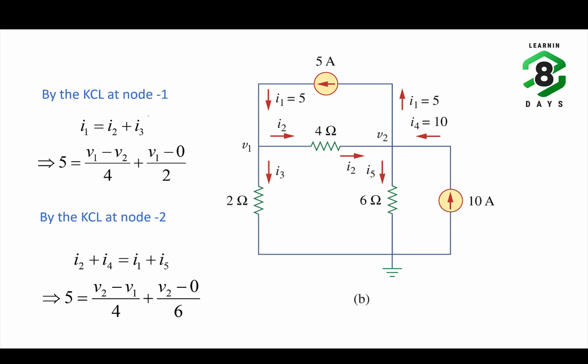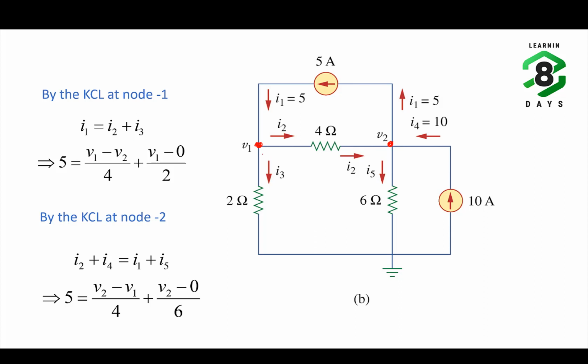Next, for the above problem, if we apply the KCL at node 1, the usual practice is to assume all the currents are leaving that particular node. Here we can see that I1 is the entering current at node 1 and I2 and I3 are the leaving currents. The unknown nodal voltage is V1. If you apply the KCL, I1 is equal to I2 plus I3, and I1 is equal to 5. The branch current I2 is given by V1 minus V2 divided by the impedance of the branch, that is (V1 minus V2) by 4.